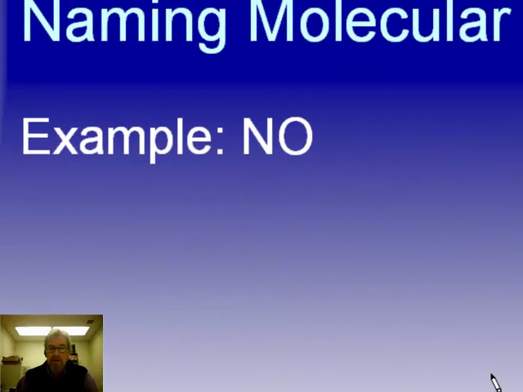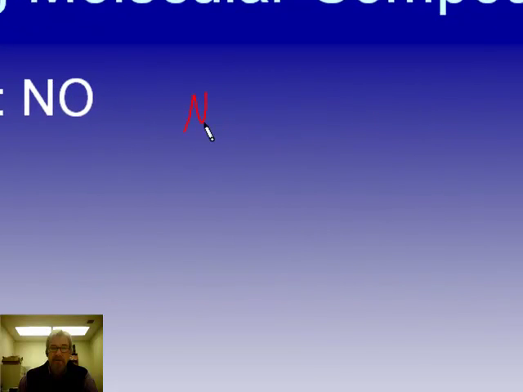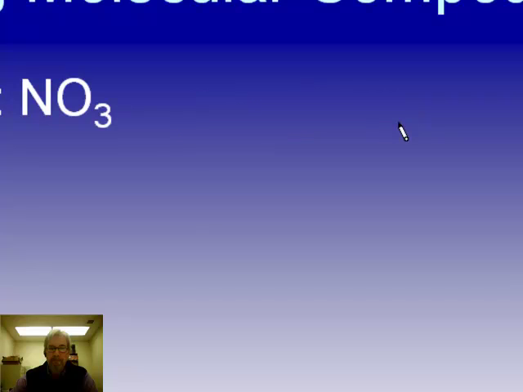Okay, so here's an example. NO. There's no subscript on nitrogen, and there's no subscript on oxygen. So you might think mononitrogen monooxide. But we don't use mono for the first element, so it's just nitrogen monooxide. And if there are two vowels in a row, usually one of them gets dropped just to make it sound a little smoother. So nitrogen monoxide is how you'd say that. Here's another one. NO3. Subscript on nitrogen is 1, so we just write nitrogen. Subscript on oxygen is 3, so we would write tri before we wrote oxide. Nitrogen trioxide.